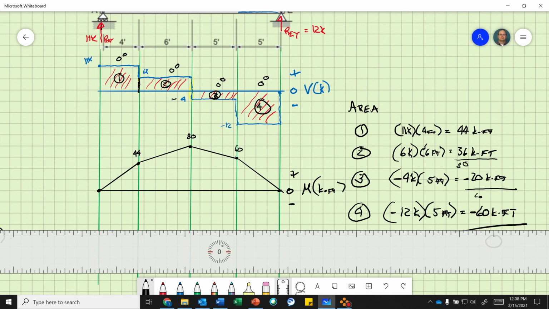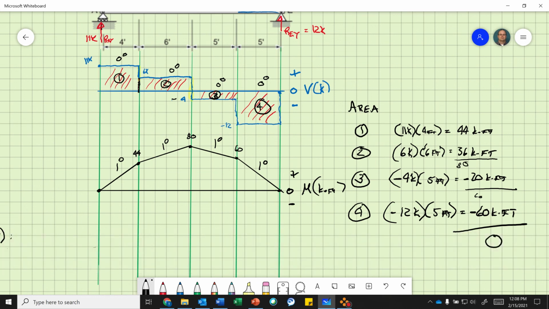So that is what my moment diagram looks like. So this will be a 1-degree curve, because you can create triangles on that. It's triangles. A linear line is a 1-degree curve, in calculus terms, okay? So that is it with the examples, okay? Fairly simple if you just follow the same procedures, use the area method.